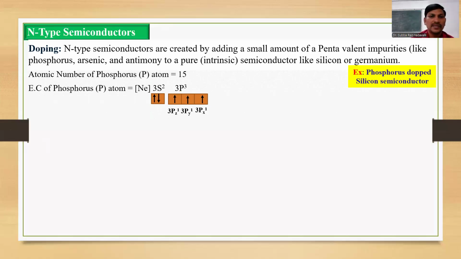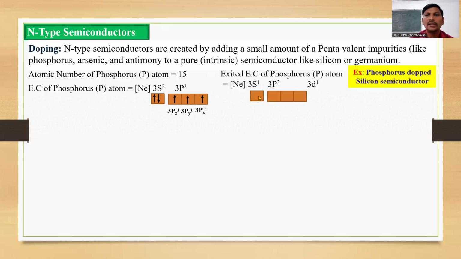That means the d orbital. So the excited electronic configuration of the phosphorus atom is 3s1, 3p3 and 3d1. Here the electron from the 3s orbital enters into the 3d orbital, not pairing with the 3p orbital. So here this is the electronic configuration: the 3s orbital has 1 electron, 3p has 3 electrons, and the d orbitals. There are 5 d orbitals: dxy, dyz, dzx, dx square minus y square and dz square.